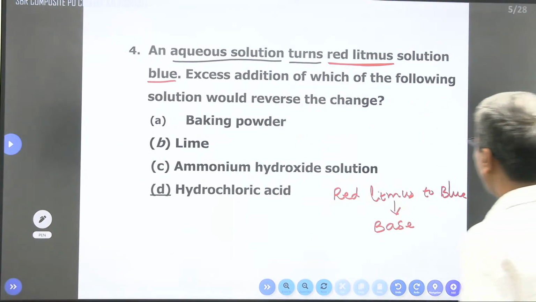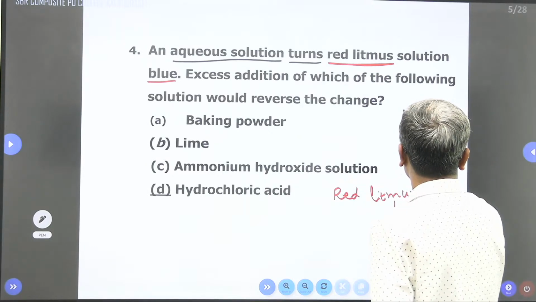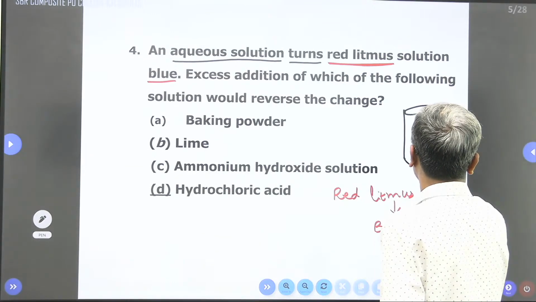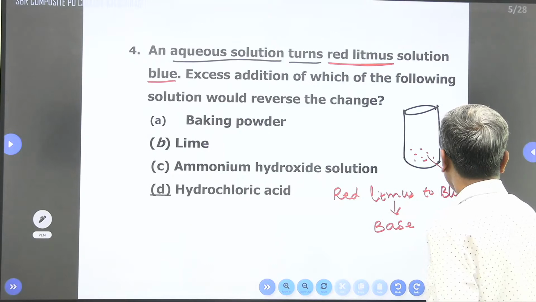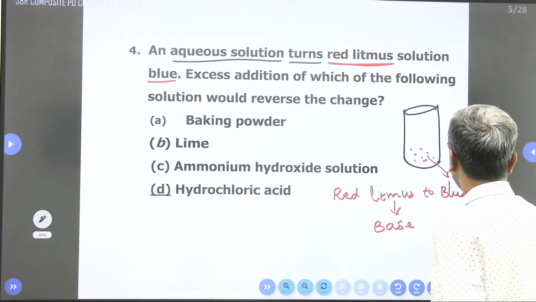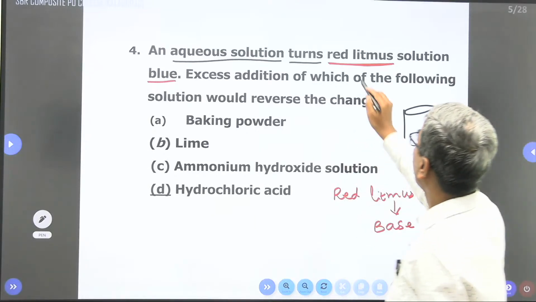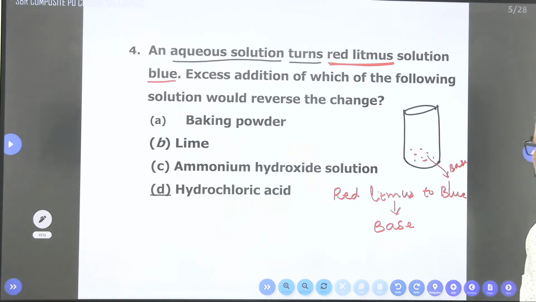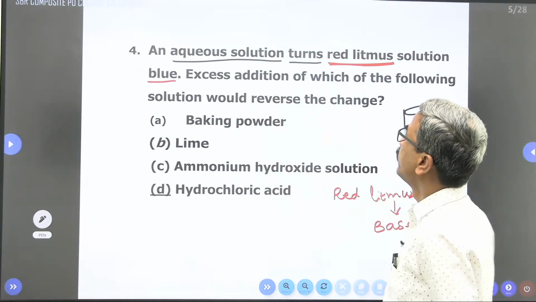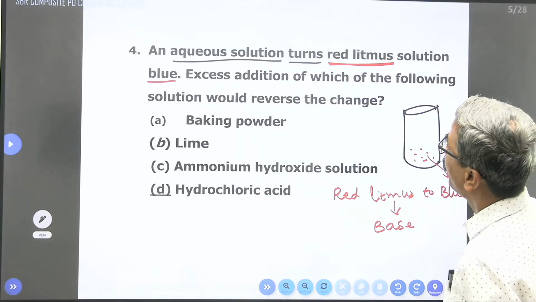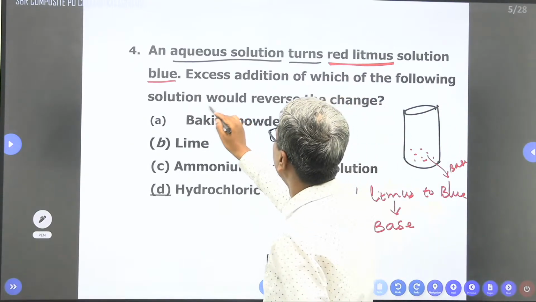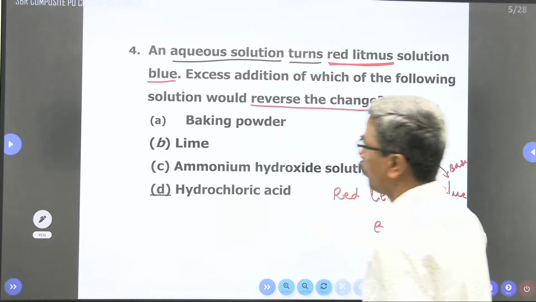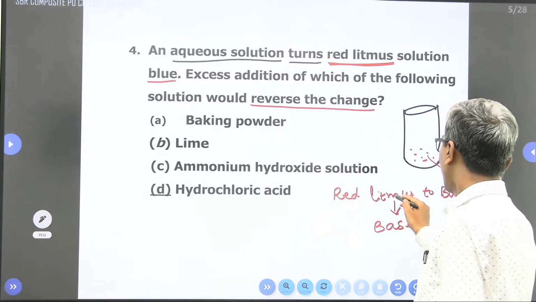Whatever the solution is here, if I am taking this test tube with this solution, it is showing a different color. This solution is base, because the reason is it turns red litmus to blue. Based on that, this solution in the test tube is going to be base. Now they are asking which excess addition of the following solutions will reverse the change. Meaning it is converting red litmus to blue.